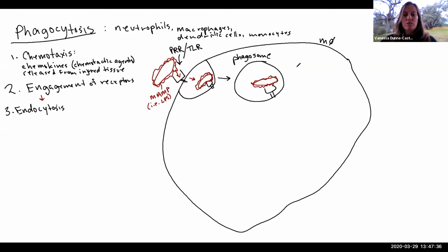But let's just say under normal circumstances, that doesn't happen. This phagosome then fuses, right? So endocytosis, and that is where these guys get into that initial compartment called phagosomes. But note there's no digestion yet.